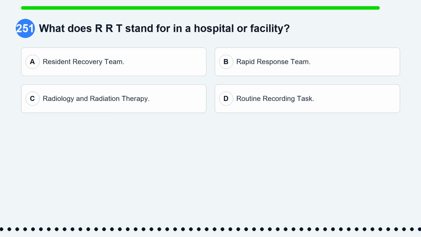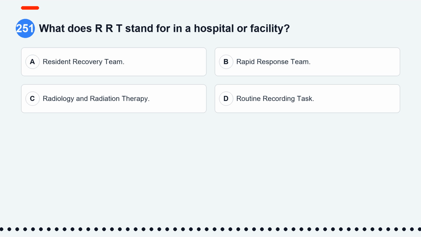Question 251. What does RRT stand for in a hospital or facility? Option A. Resident Recovery Team. Option B. Rapid Response Team. Option C. Radiology and Radiation Therapy. Option D. Routine Recording Task.